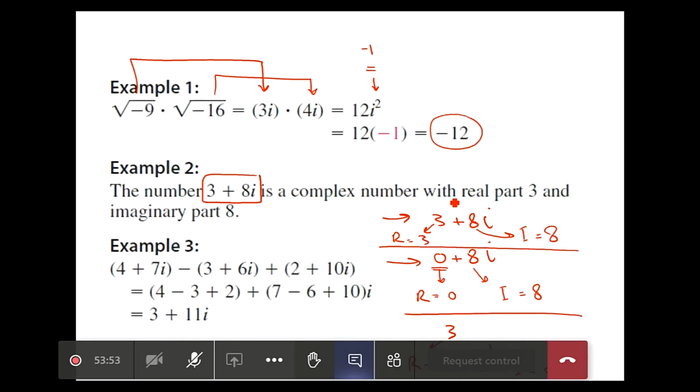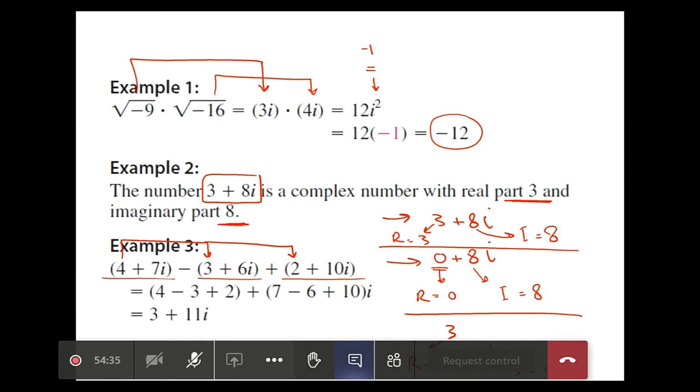So the complex number with real part 3 and 8, this is the imaginary part. Okay. If we have 3 complex numbers, this one minus this one plus this one, how can we do addition or subtraction of complex numbers? If we need to add or subtract complex numbers, just add the real parts together, and the imaginary parts together. So we must add 4 minus 3 plus 2.